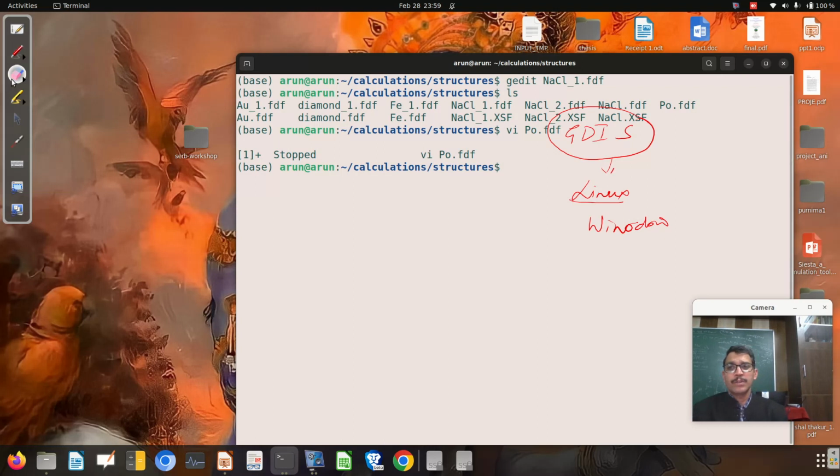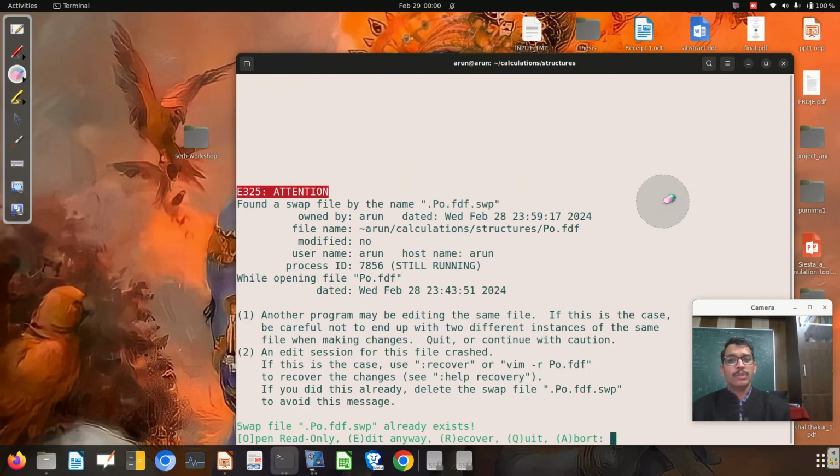So first of all, let me understand the structure of this. You can open this file in any editor also.